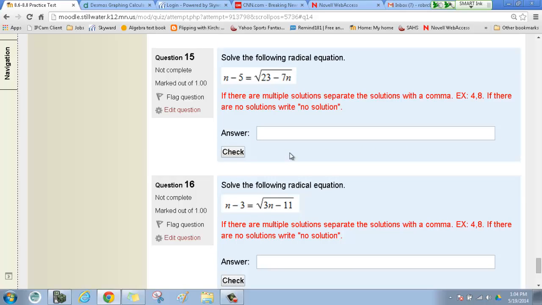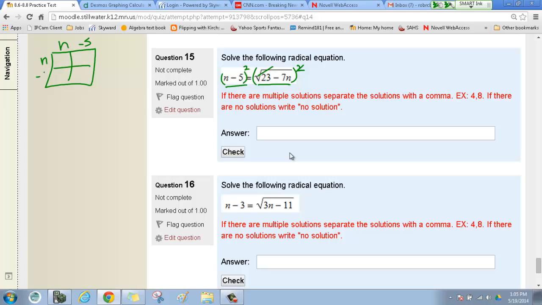So now we got something that looks like it might give us a quadratic. Remember, the first goal is to get this radical by itself, isolated. It is isolated, so what we got to do is square both sides. Okay, this is the mistake that everyone makes right here. When we square this side, this square cancels off that, so we're just left with the 23 minus 7n. But this n minus 5, you have to use that box method to figure out what that is.